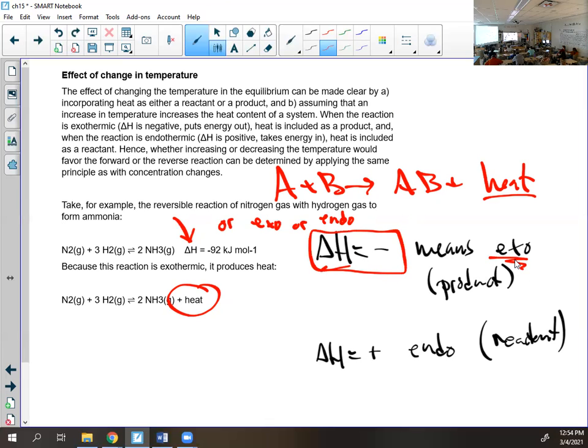All right. Exothermic means the heat is a product. If delta H is positive, that's endothermic. It means that the heat is a reactant. Exothermic are the things that come out. You good? All right. Things that exit are things on the right side.